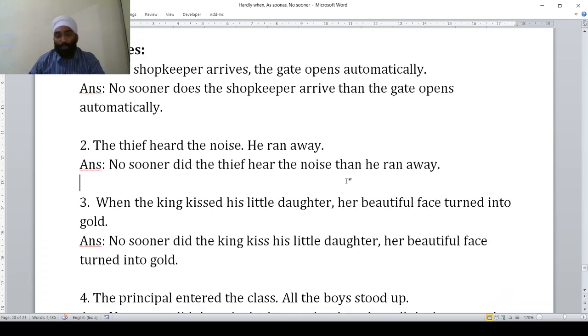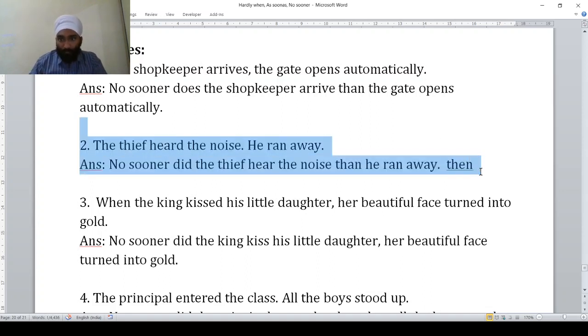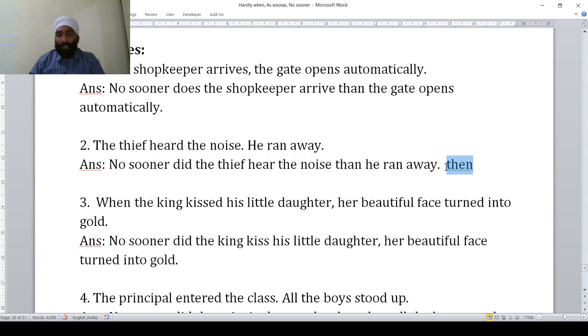Many students make one mistake while using no sooner than. Instead of than, they use then, and this then is absolutely wrong. So be careful while using no sooner than. You have to use it in this form: THAN.